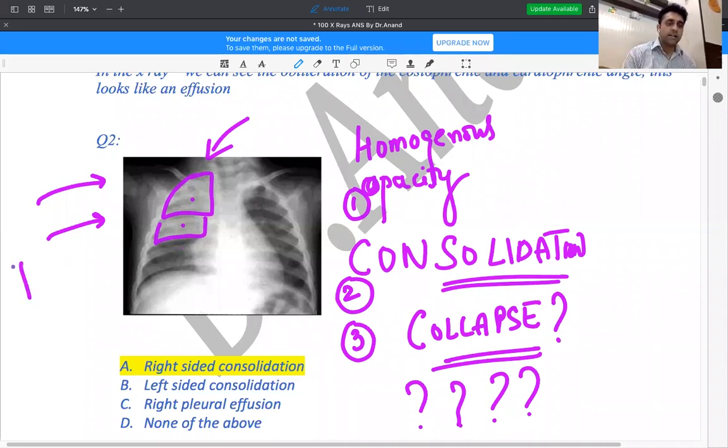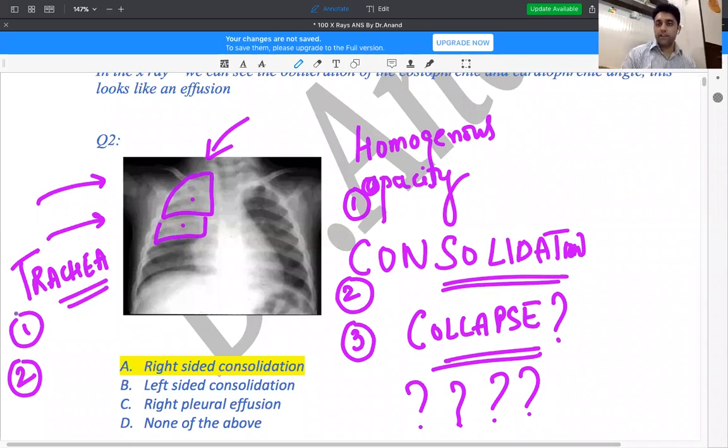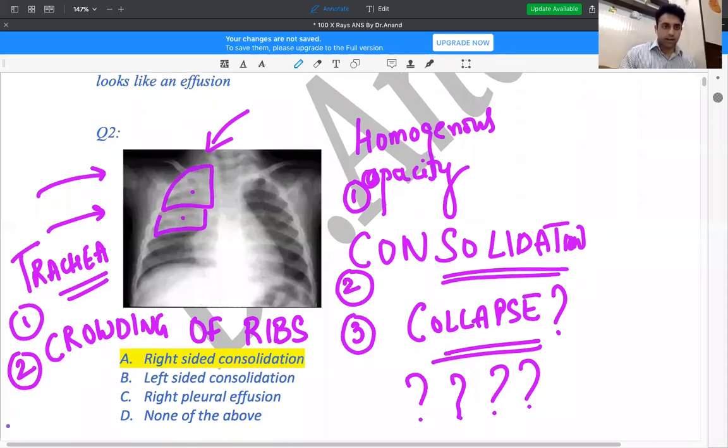Yeah, Aishwarya is right. The trachea would have been shifted to the affected side, number one. And crowding of the ribs. Crowding of the ribs would have taken place in a case of collapse. Again, I'll be talking to the point. Very important: crowding of the ribs will be there in collapse. Trachea shifting or mediastinal shifting towards the affected side will be there in collapse. And in consolidation, you don't see that. So consolidation is the best answer. Very good, Dr. Panikar.